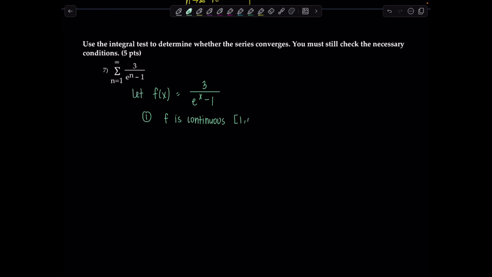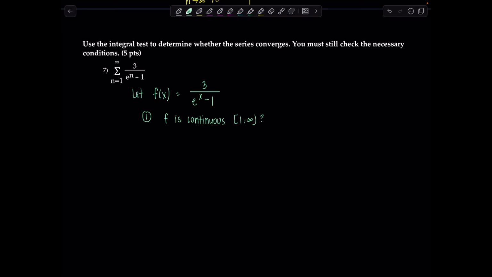So is f continuous on 1 to infinity? Well, all you need to do is really just identify the domain of the function. And as long as it doesn't have any discontinuities on this interval, you're good. So we would have a domain issue if the denominator was 0. The denominator is 0 if x is 0, right? Because then you'd have e to the 0, which is 1 minus 1.